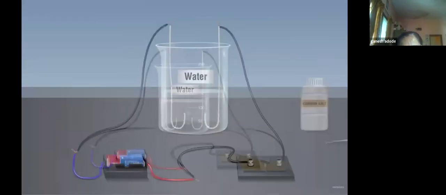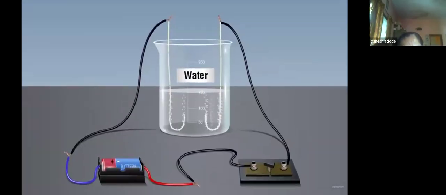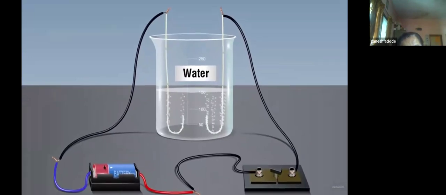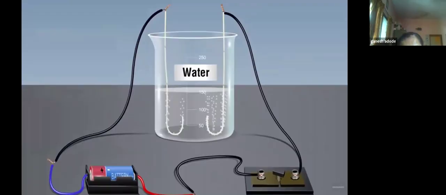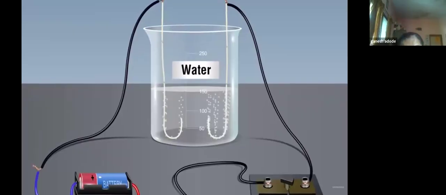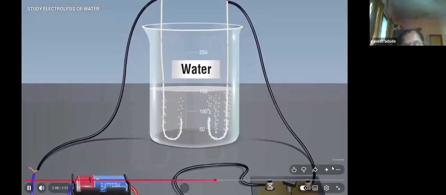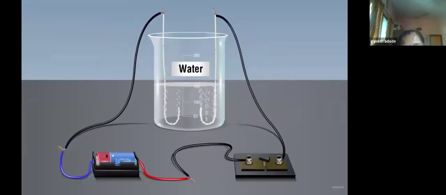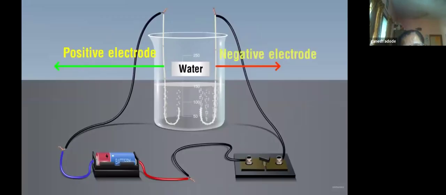We observe that small bubbles are formed on both the electrodes. A smaller number of bubbles are formed on the electrode connected to the positive terminal of the battery. A larger number of bubbles are formed on the electrode connected to the negative terminal. Bubbles are formed as long as the key remains inserted in the plug. The wire connected to the positive terminal is called the positive electrode, and the wire connected to the negative terminal is called the negative electrode.